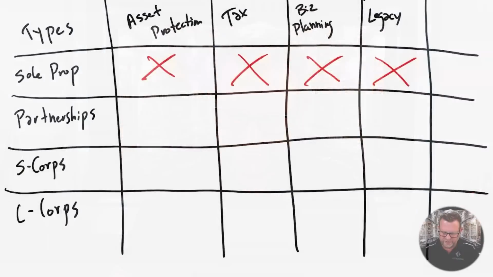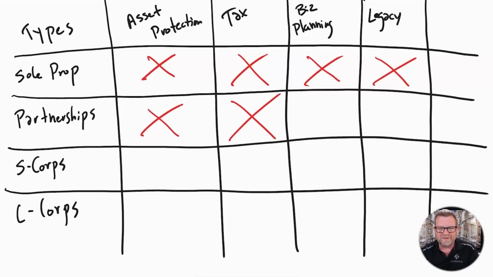Let's see. We'll go through this again. Do partnerships offer you any asset protection? No, not unless you stick them in some sort of business entity like an LLC or an LP. Tax-wise, they don't give you anything special in an active business. What they're going to do is pass 100% of the net profit down to you and subject you to employment taxes on the entire amount if you participated in that thing. So I'm going to say they're not doing anything for us from a tax standpoint.